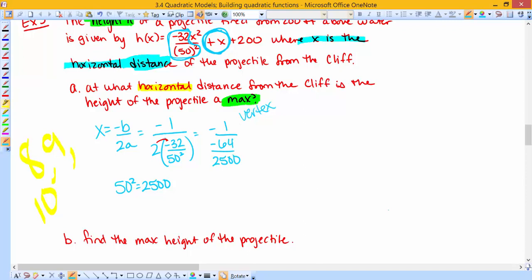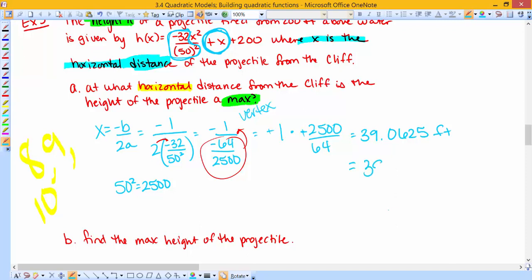2,500. Because I am dividing by a fraction, I'm going to take the reciprocal, which will now change to multiplication. So negative 2,500 over 64. Because I have two negatives, these will become positive. I'm multiplying by 1, so that's not going to change anything. It's just 2,500 divided by 64, which gives me 39.0625 feet. I'm actually going to just go with 39 feet.